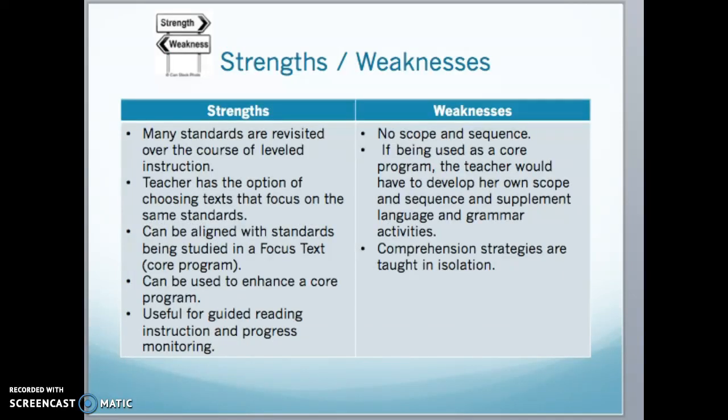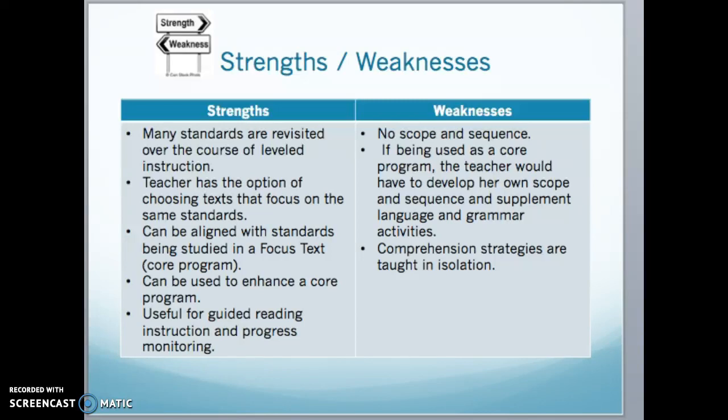Strengths and weaknesses of the program. Strengths: Many standards are revisited over the course of leveled instruction. The teacher has the option of choosing texts that focus on the same standards. They can also be aligned with standards being studied in a focused text from a core program. They can be used to enhance a core program. And they're useful for guided reading instruction and progress monitoring.